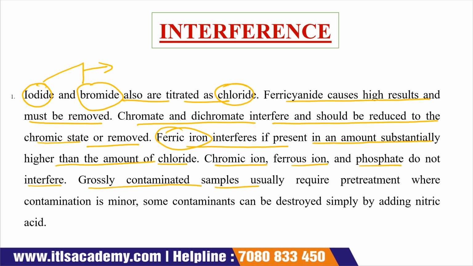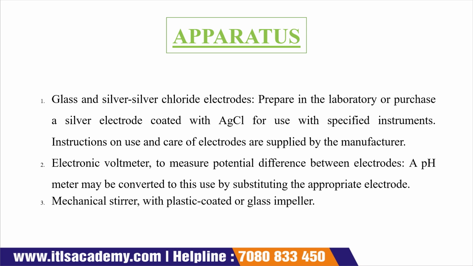Grossly contaminated samples usually require a pre-treatment. Where the contamination is minor, some contaminants can be destroyed simply by adding nitric acid. Now the next is the apparatus used for this experiment. We require a glass and silver chloride electrode.